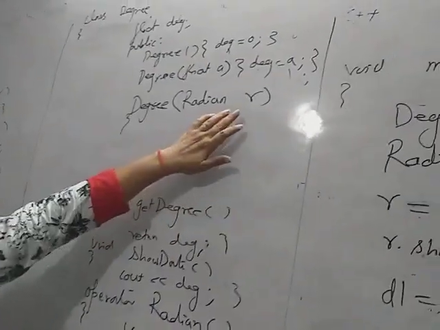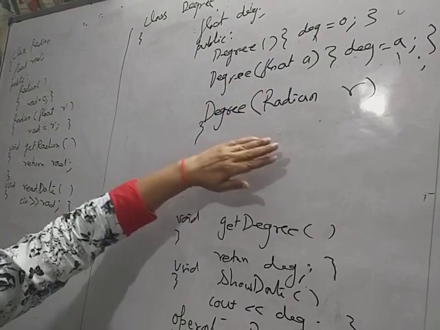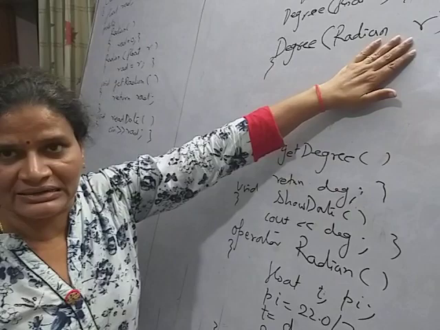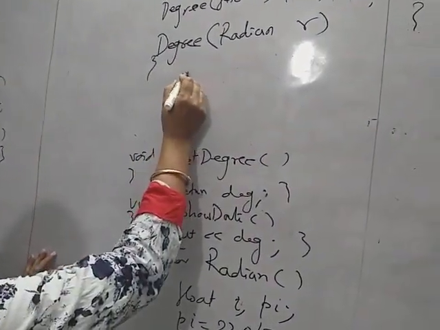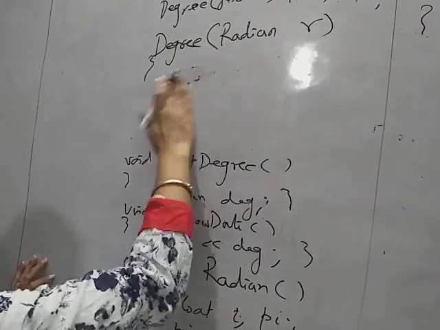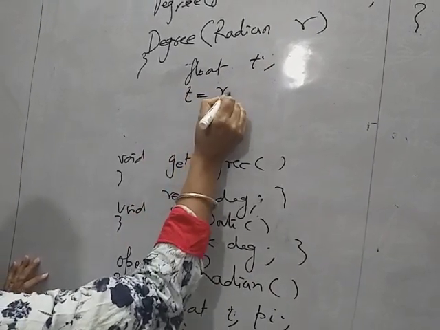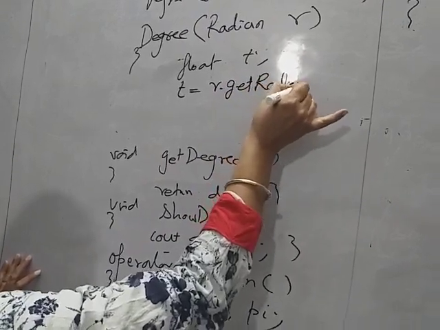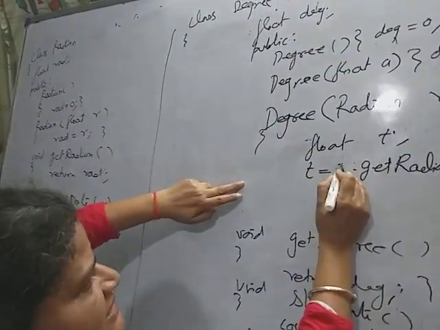So here, R object, but because this is the degree class and the data member of the radian class R is private, you cannot directly access the data member radian or rad of R. So I have written one function, get radian. So simply we take float t and t equal to R dot get radian. It will give the data member of this radian class object.